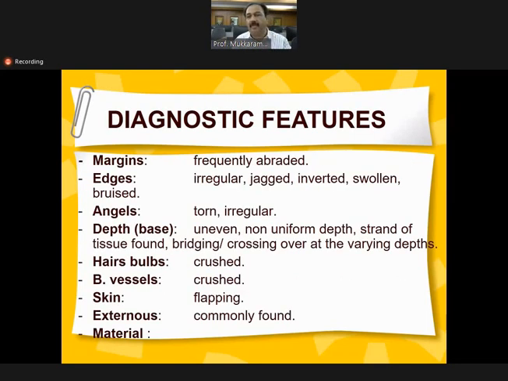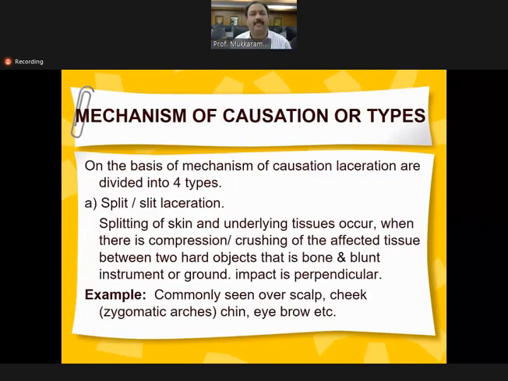The diagnosis will be made by looking at the margins, edges, angles, depth, whether cables are broken, blood vessels crushed, and skin flapping. There are different types of lacerated wound. One is called split laceration. When you hit with an iron rod and beneath there is a hard bone, the skin will be broken, with margins irregular, torn, inverted, hair capillaries broken, contamination and bruising. This is called split laceration.